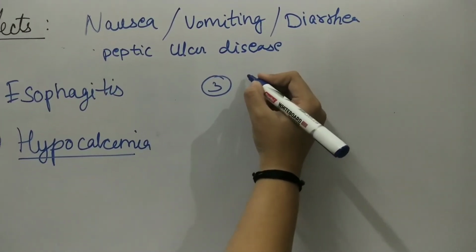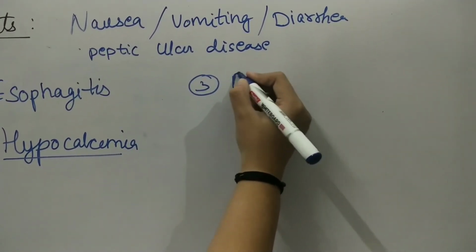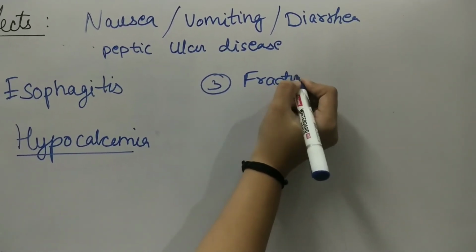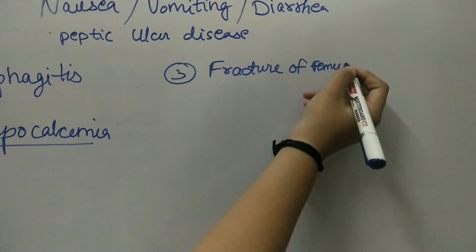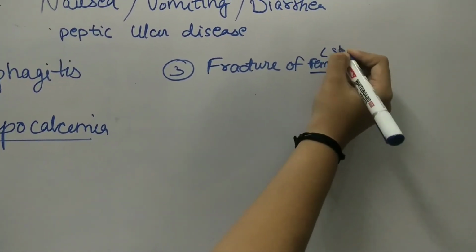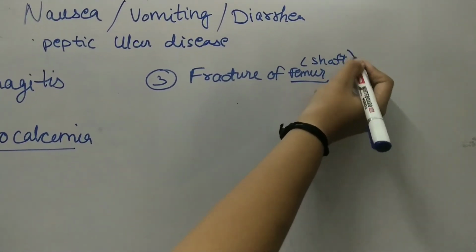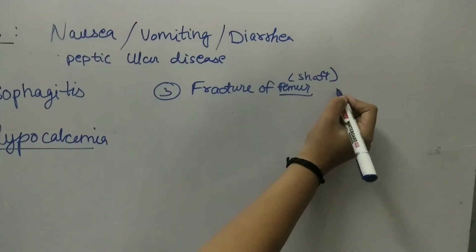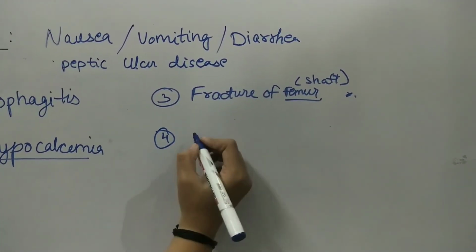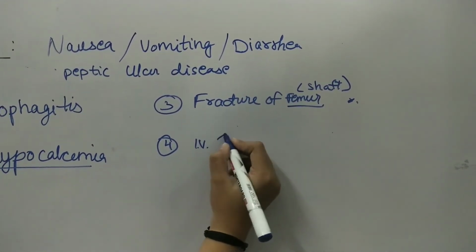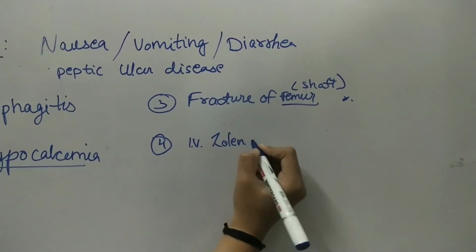Third one is the fracture of the femur, and especially the shaft of the femur. This condition is rare. And the fourth one, we will study about the IV zoledronate side effects.